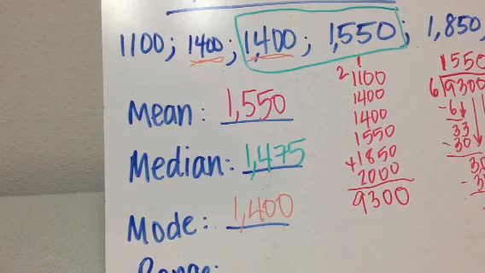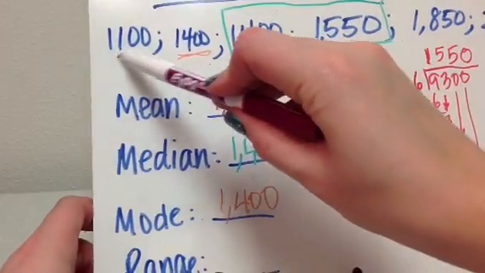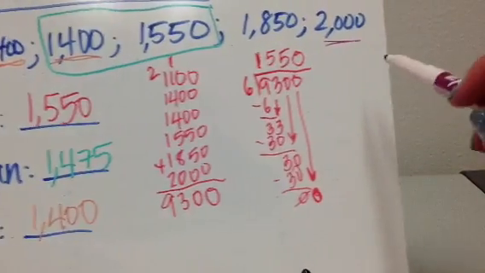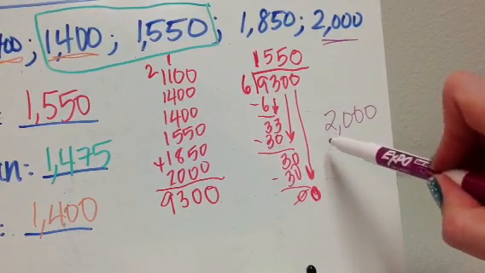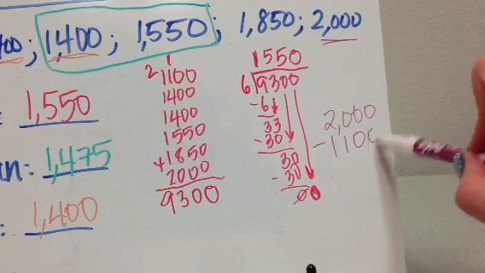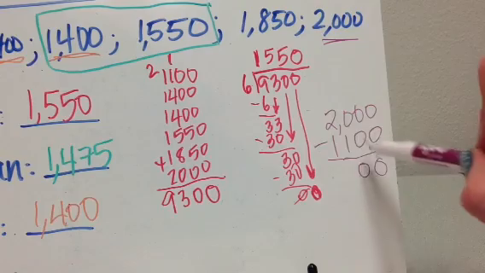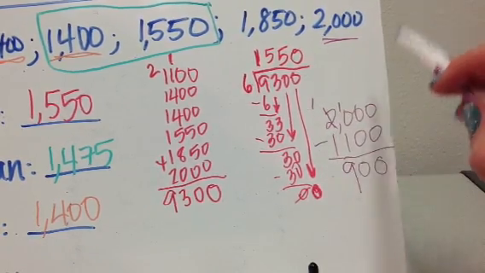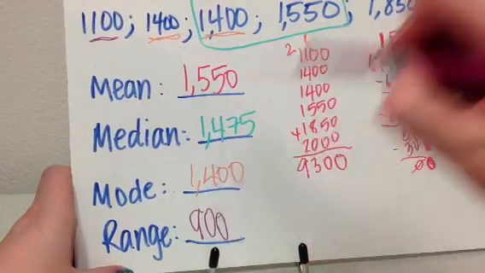And then, of course, the last thing is range. And so last time when we figured out range, if you remember, all we did was find the smallest amount and the largest amount and subtract. So I have 2,000. Whoa, I'm at the end of the board here. And all I'm going to do is subtract 1,100. So 0 minus 0 is 0. 0 minus 0 is 0. Can't take 1 from 0 though, so I have to borrow, and it ends up with 900. So I would say here that my range was 900 square feet.